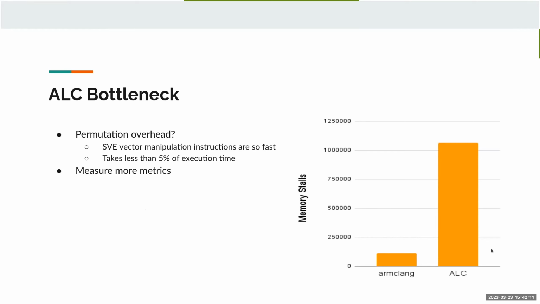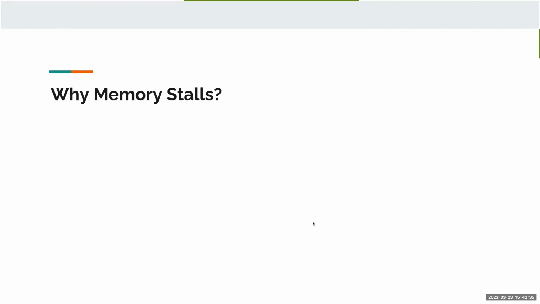And we got these results for memory stalls. So here you can see the number of cycles that the pipeline is stalled due to memory operations. And you see that ALC is introducing 10 times more stalls due to memory. So next, we were trying to understand why this is happening.